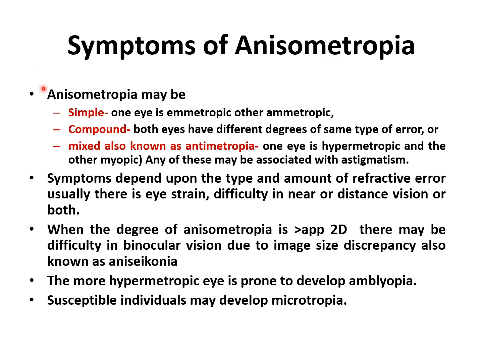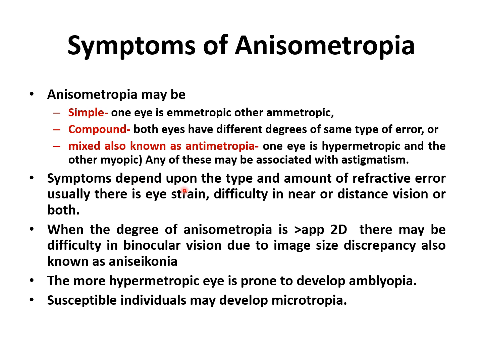Anisometropia may be simple when only one eye is emmetropic and the other is ametropic. Compound when both eyes have different degrees of the same type of error. Both may be myopic or both may be hypermetropic. Or mixed, also known as antimetropia, where one eye is hypermetropic and the other is myopic. Either of these may be associated with astigmatism.